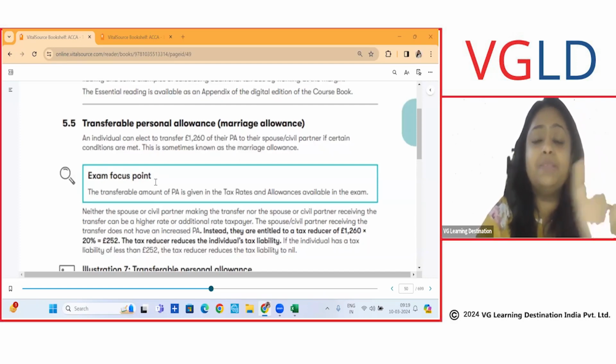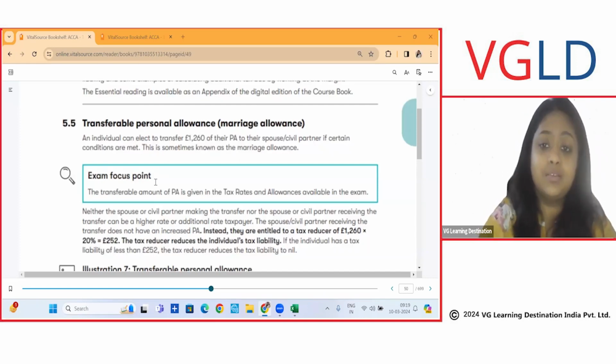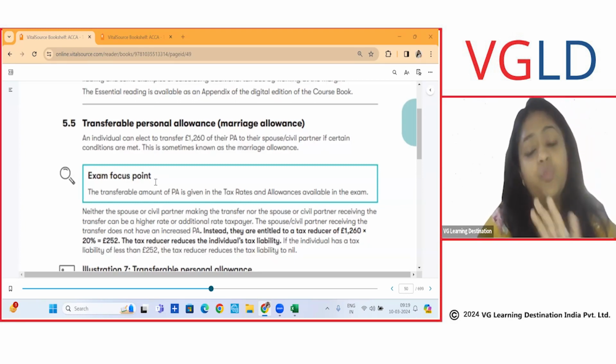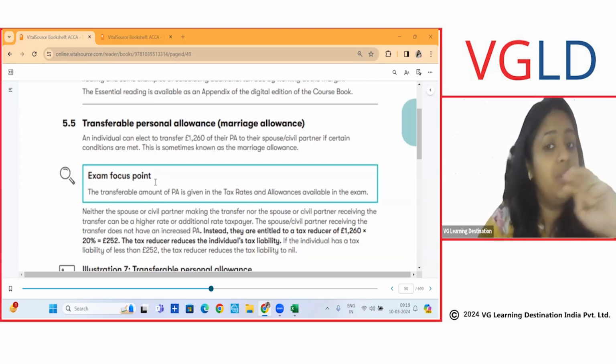So it's a fixed 10% of the PA, which is 1260, that can only be transferred to the second spouse. When we transfer PA, it doesn't increase 12570. That will remain 12570 only. PA amount will never change.